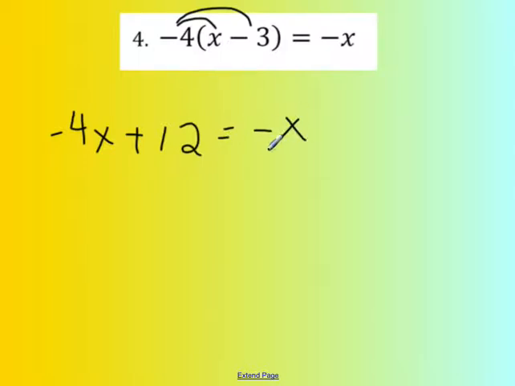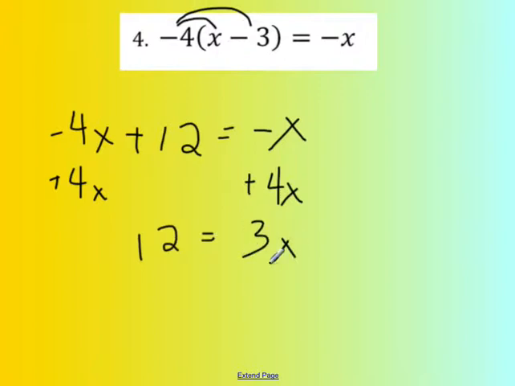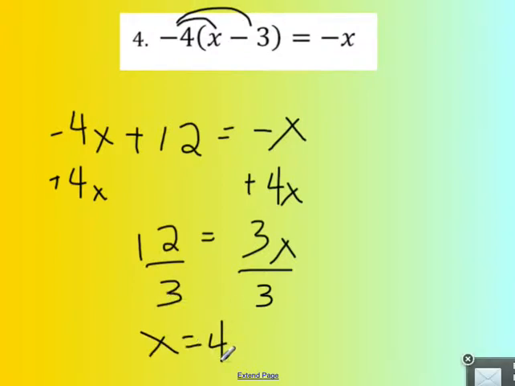So now what I want to do is bring this and get the x's on the same side. So then I'm going to add 4x to both sides. So then I have 12 is equal to negative x plus 4x, which is 3x. And then I'm going to divide both sides by 3, and I get that x is equal to 4. So then that's my final answer.